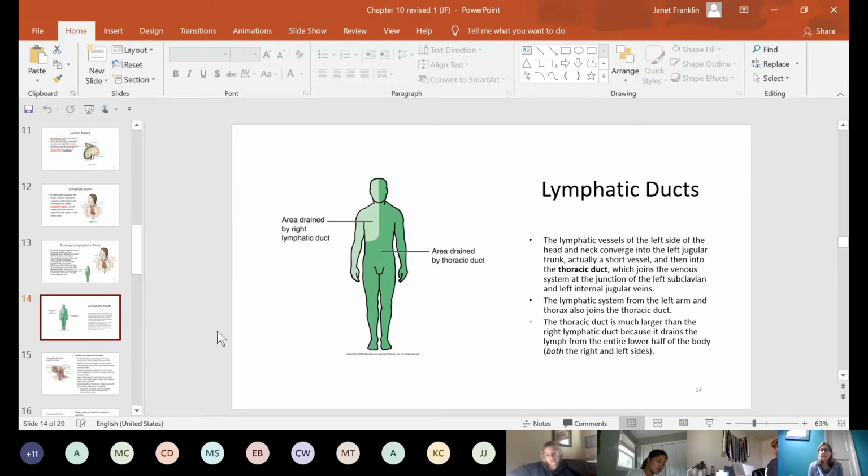The lymphatic vessels on the left side of the head and neck converge into the left jugular trunk, actually a short vessel, and then into the thoracic duct, which joins the venous system at the junction of the left subclavian and left internal jugular veins.